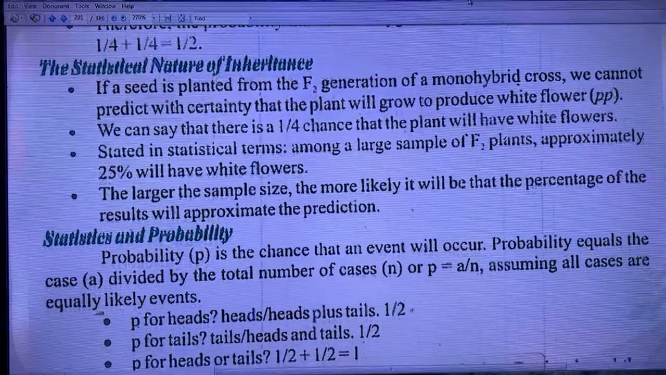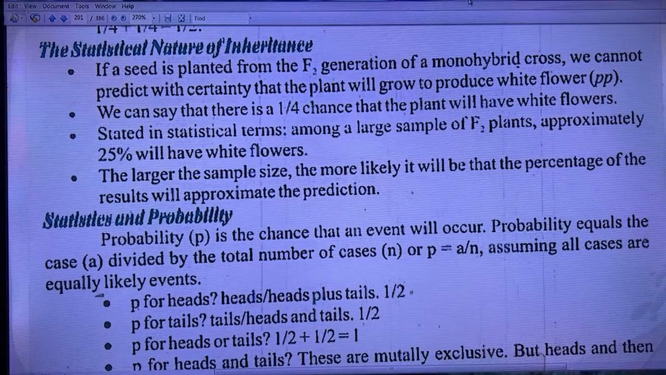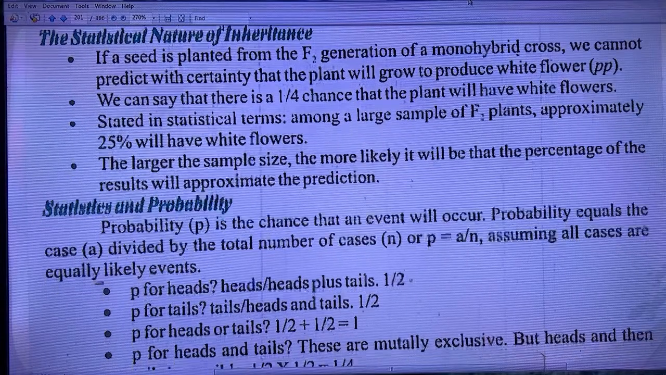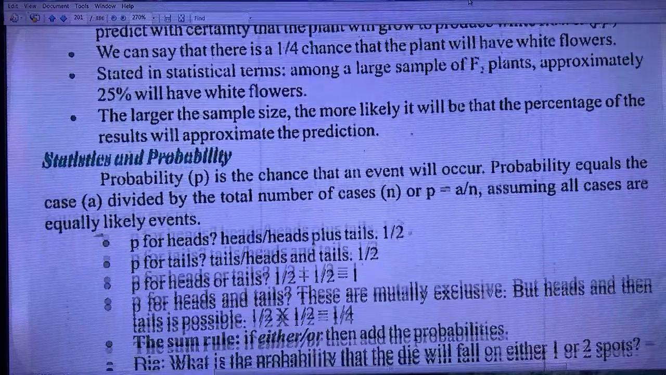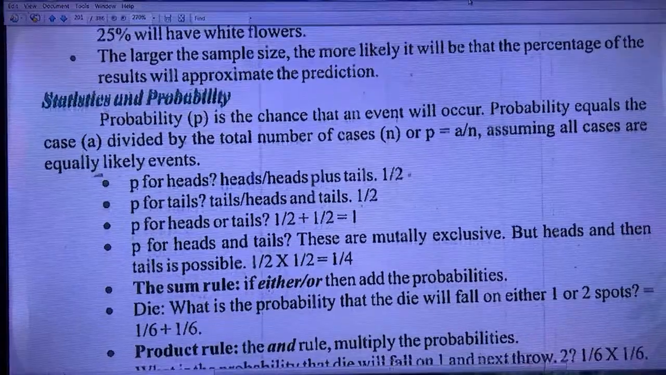Statistical nature of inheritance. If a seed is planted from the F2 generation of a monohybrid cross, we cannot predict with certainty that the plant will grow to produce white flowers. We can say that there is a 1/4 chance that the plant will have white flowers. Stated in statistical terms, among a large sample of F2 plants, approximately 25% will have white flowers. The larger the sample size, the more likely it will be that the percentage of the result will approximate the prediction.